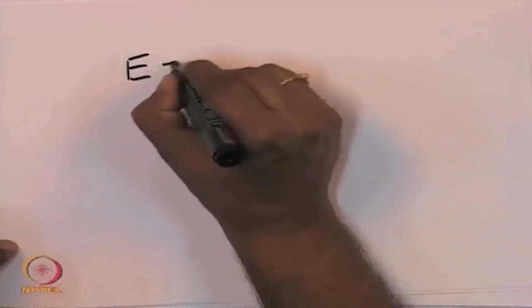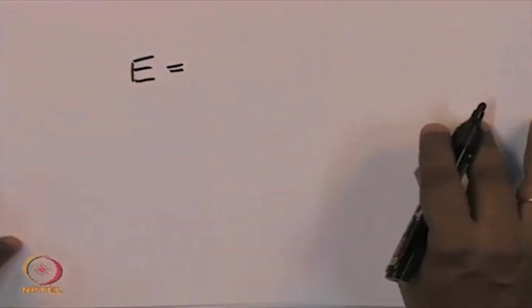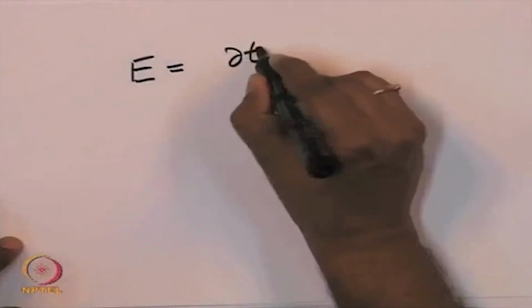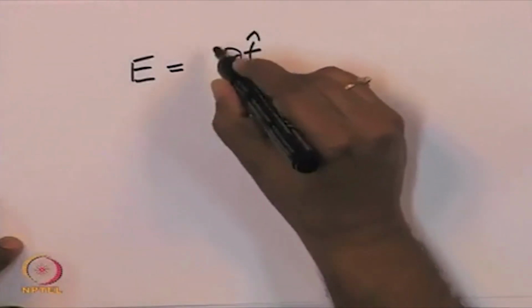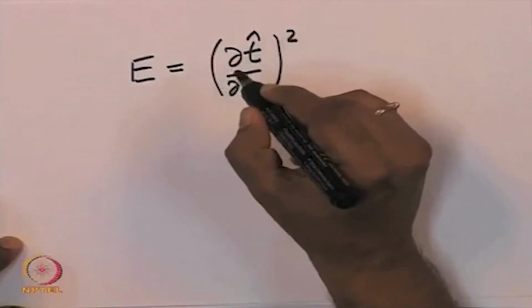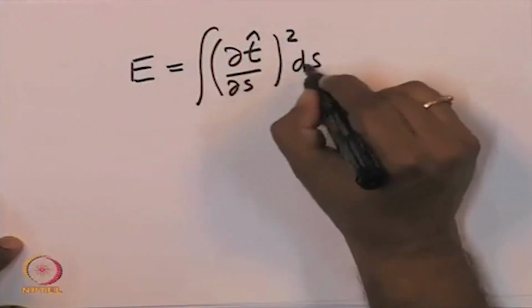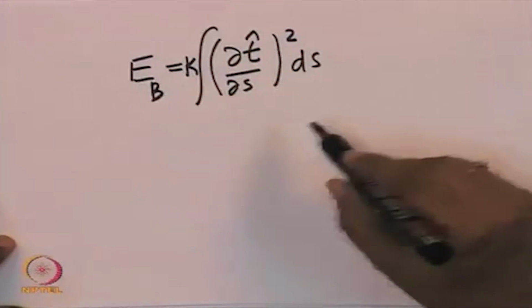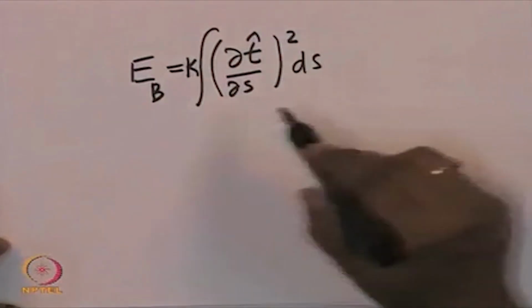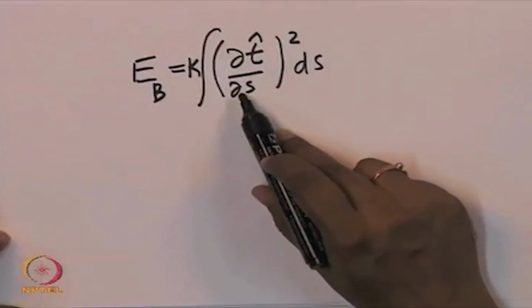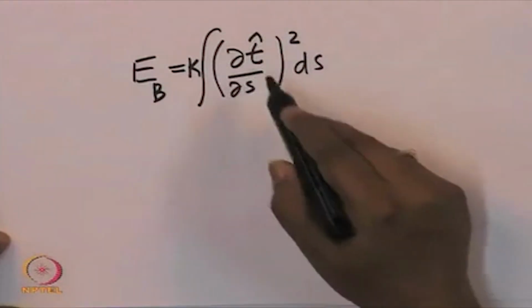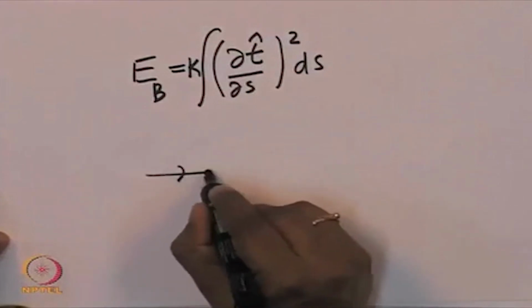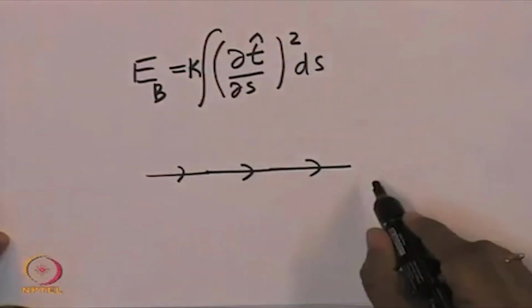It turns out that the energy can be written as E is equal to kappa times the integral of (del T by del S) whole square, ds, with some constant kappa. So, this is the bending energy of DNA. What is the logic behind writing down this equation? We want to write down bending energy, and the logic behind it is that if there is no bending, all tangent vectors will be straight.